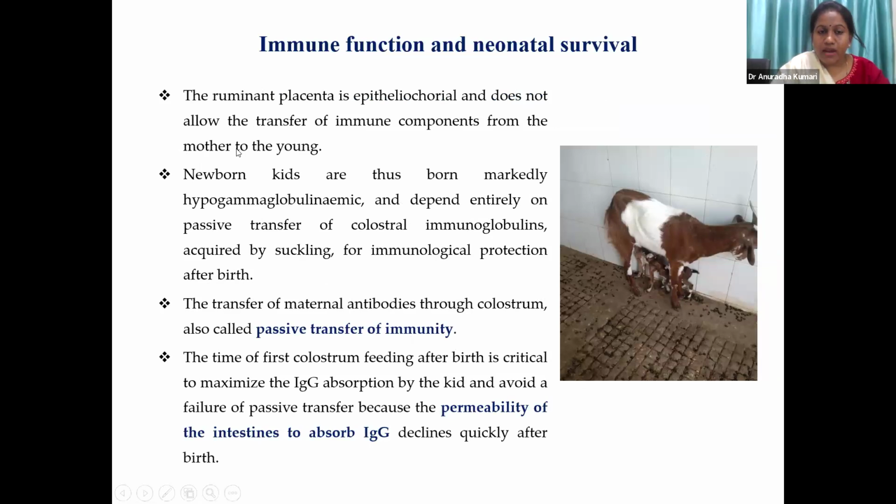As we know, the placenta of ruminants is epitheliochorial type, and there is no transfer of immunity via the placenta. So kids are born hypoimmunoglobulinemic, and they depend upon the immunoglobulin that is transferred from the mother via colostrum. That is passive immunity. So the time of first colostrum feeding after birth is a critical factor because the absorption of immunoglobulin from the colostrum is reduced later on because of changes in the permeability of the intestine, that is known as gut closure.